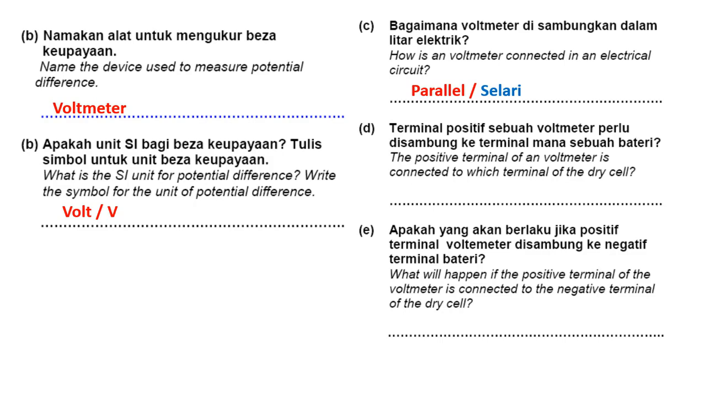The positive terminal of a voltmeter is connected to which terminal of the dry cell? It should be positive. So what happens if the positive terminal of the voltmeter is connected to the negative terminal of the dry cell? So the reading will be below 0.